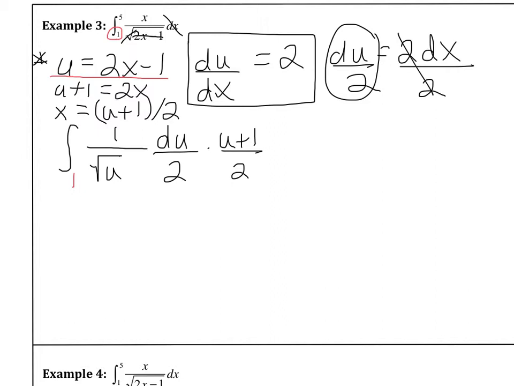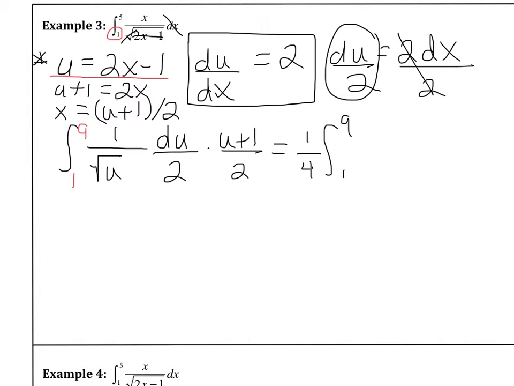Then when x is 5, u will be 2 times 5 minus 1, which is 9. Okay, so now we're good to go. Let's clean this up quite a bit. I've got 2 over 2, so really that's over 4. So I'll pull out a scalar multiple of 1/4. My limits of integration are still 1 to 9.